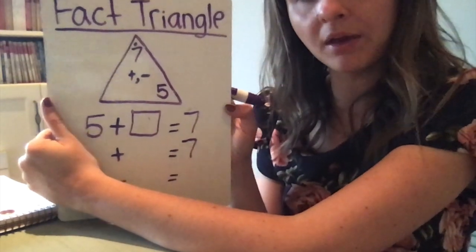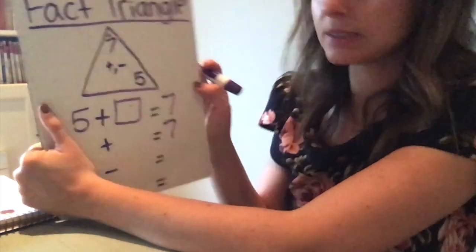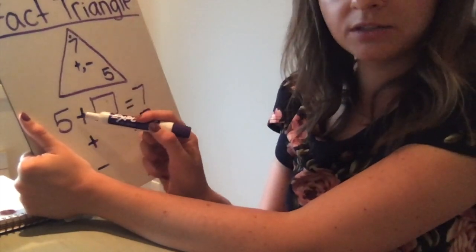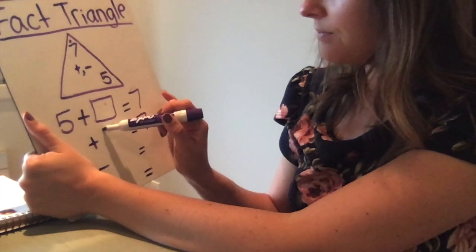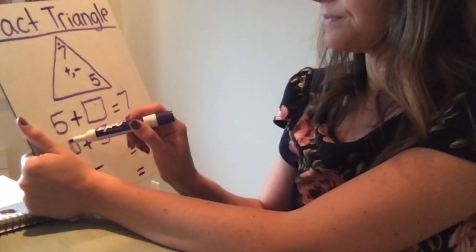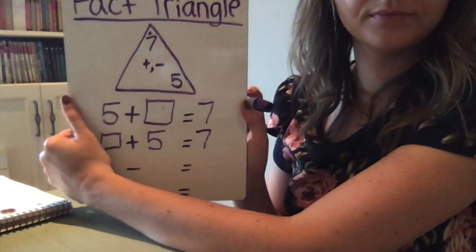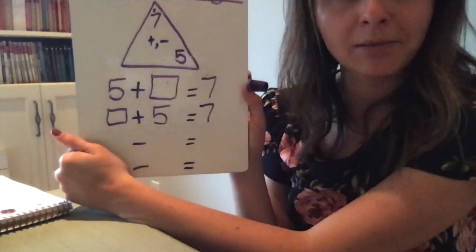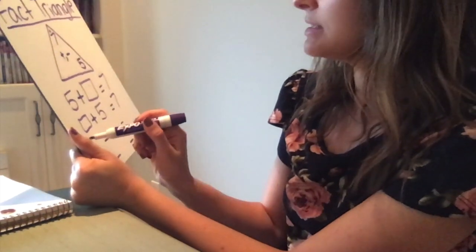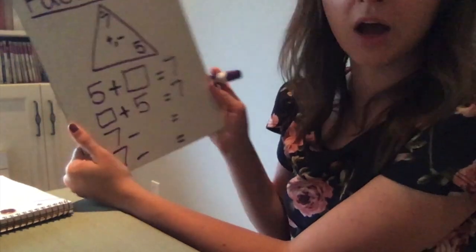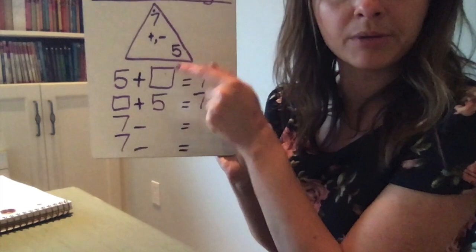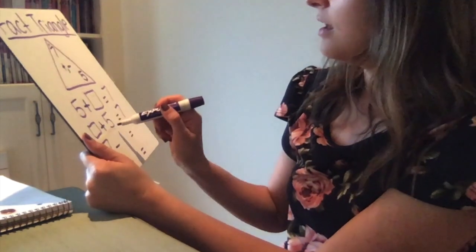I'm going to keep going and set up my other problems. So I know the 7 goes there. The 5's already gone first. So I'm going to try the 5 over here now. And I'll put my blank right there. Then for my takeaway problems, you need to start with the biggest number first. So I'm going to start with 7 on both of those problems. And then I'm going to take away one of my smaller numbers. So let's take away 5.